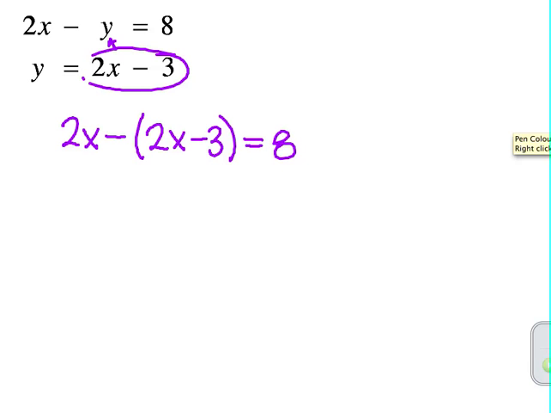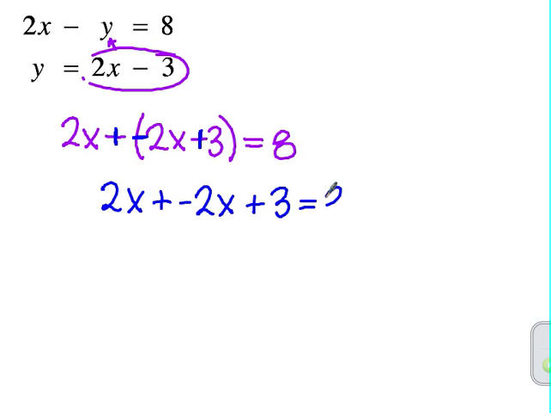Now notice how I put parentheses. What do you think we're going to have to do with that negative sign? Yeah, we're going to have to distribute that into each of these. So that's going to make this one negative, and it'll make the negative 3 positive. So basically I have 2x plus negative 2x plus 3, and that equals 8. So what do you get on the left side? 3, because your 2x's cancel, equals 8. This is a no solution.